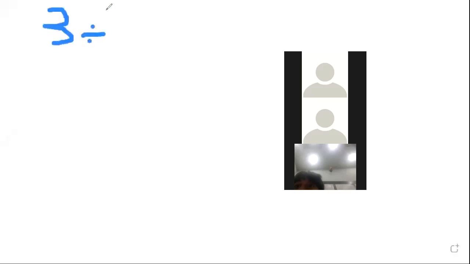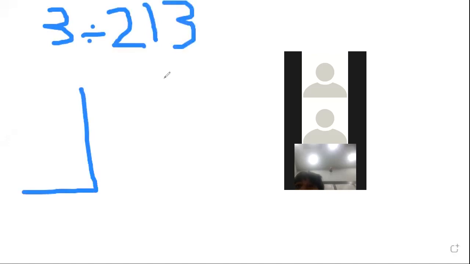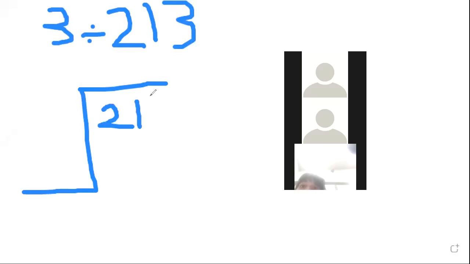Very good, Abida. 213. Okay, have you solved the question? Sila, Azan, and Bisma, where is Abida? 213 will be inside the division box. 3 will be outside the division box. Now we have to find out whether 21 comes in the table of 3 or not. Tell me, how many times 3 is 21?